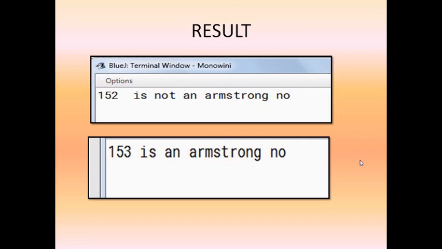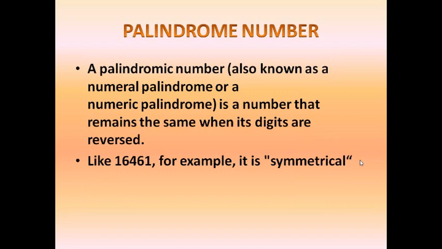We move on to the second one, palindrome number. Now palindrome number is very easy. A palindrome number is basically a number which remains the same when its digits are reversed. It's like a mirror image. See, 16461 will be equal to again 16461. Or if we take a number like 11, its reverse will also be 11. Or 121, its reverse will also be 121. So it is like a symmetrical number. See, I've mentioned symmetrical number.